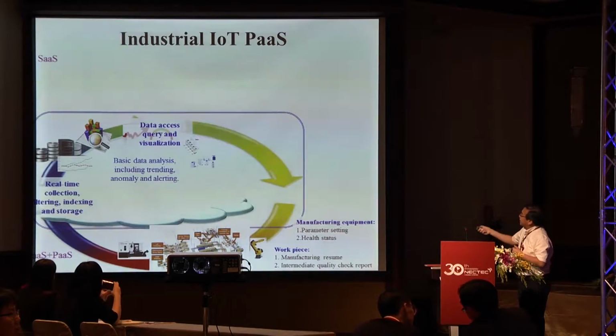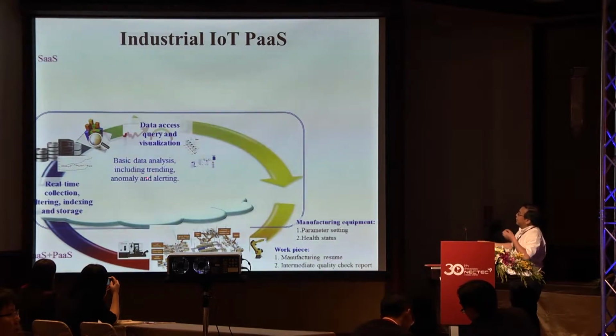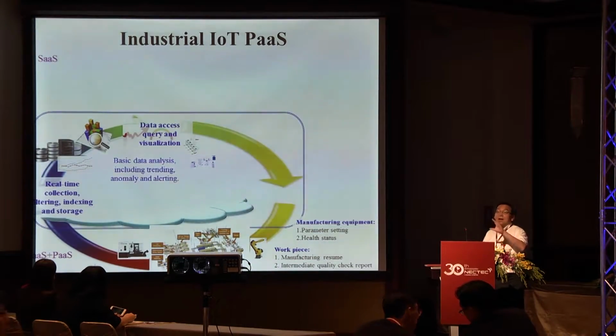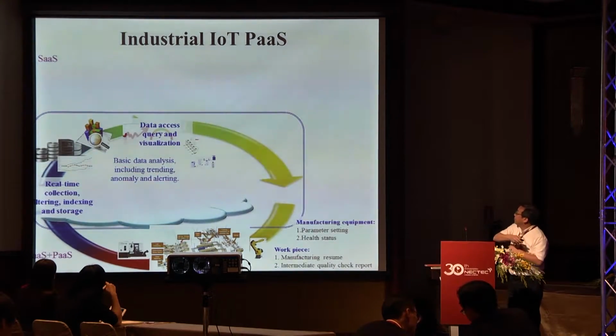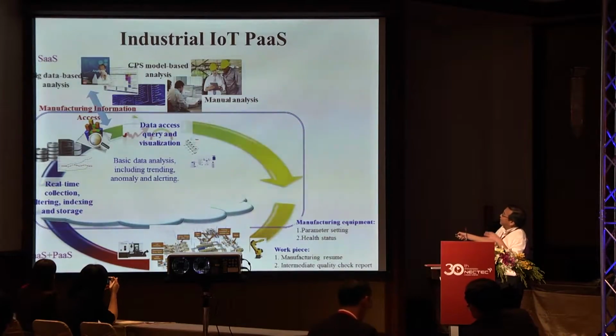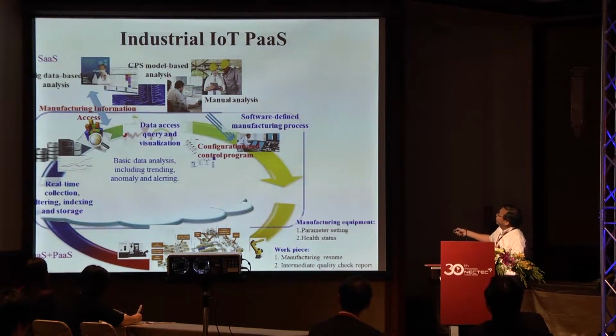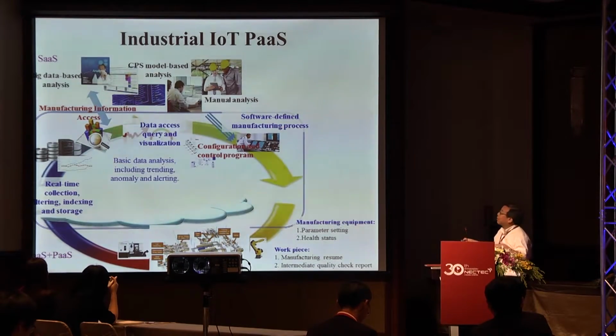So this is what we call basic data analysis, including trending, anomaly, and alerting. All these things will be done by the PaaS. We don't want to bother the industrial IoT SaaS developer to do these more mundane things. And then on top, you have various kinds of SaaS applications. They either use what I call CPS, Cyber Physical System model-based analysis, or they do big data-based analysis, or they manually analyze them. Okay. And then once we do all the analysis, then we have another component called software-defined manufacturing process, which I'm going to talk about next.